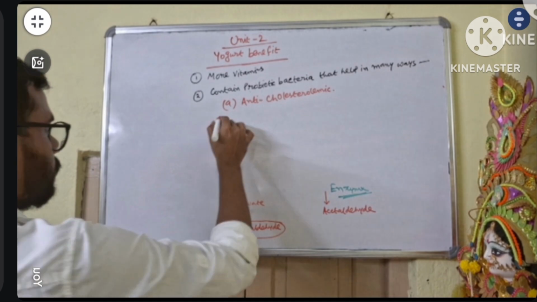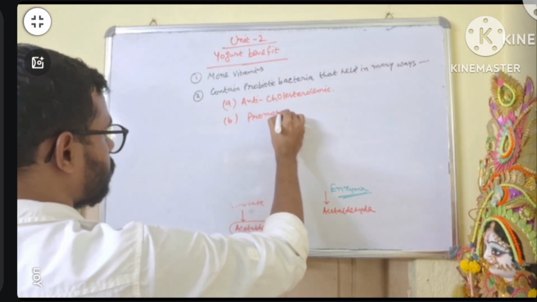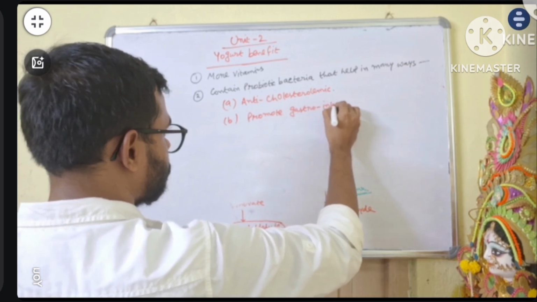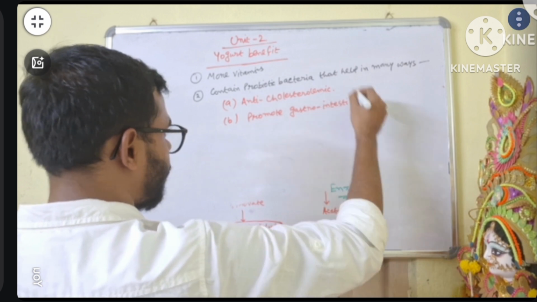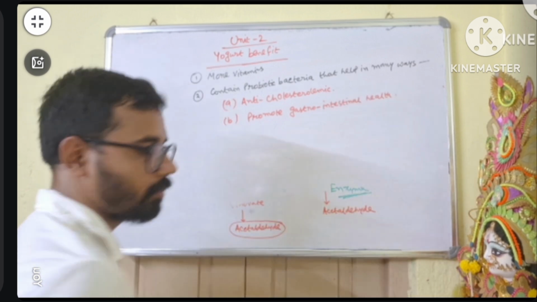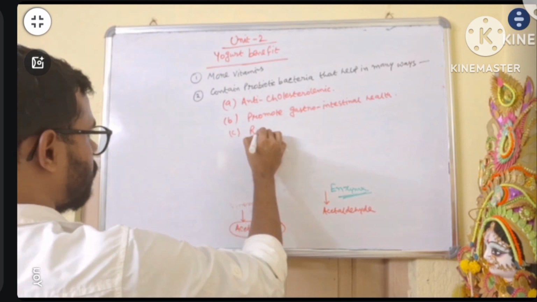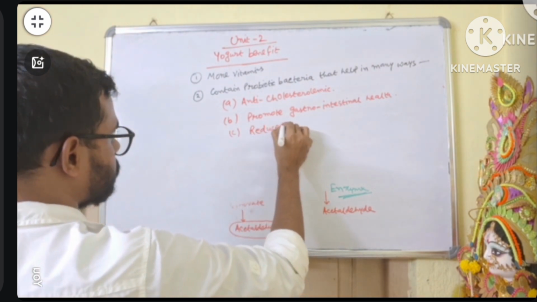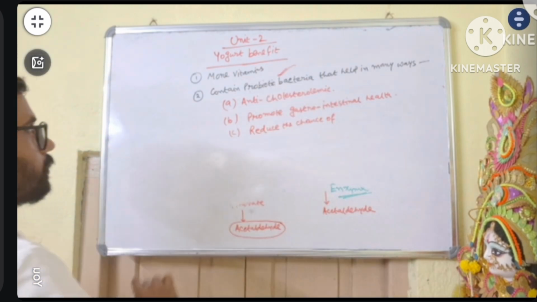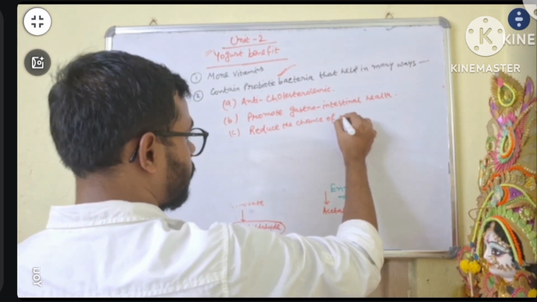Correct? This probiotic bacteria, number 2, promote gastrointestinal health, GI health, better digestion, improve the digestion process. Correct? Number 3, reduce the chance of enteric infection. This probiotic bacteria that yogurt contains reduces the chance of enteric infection.